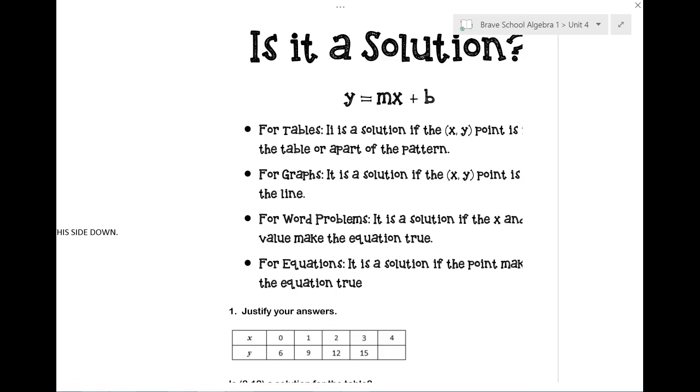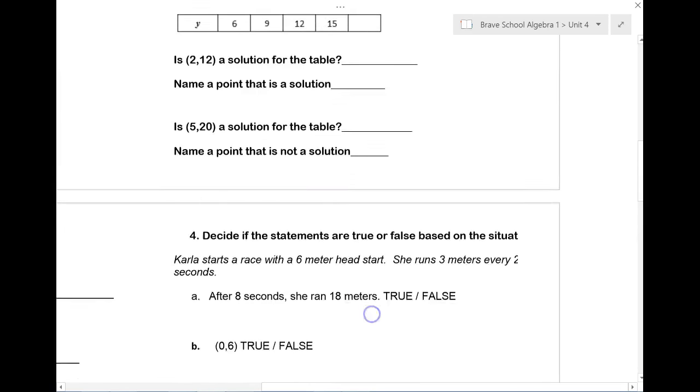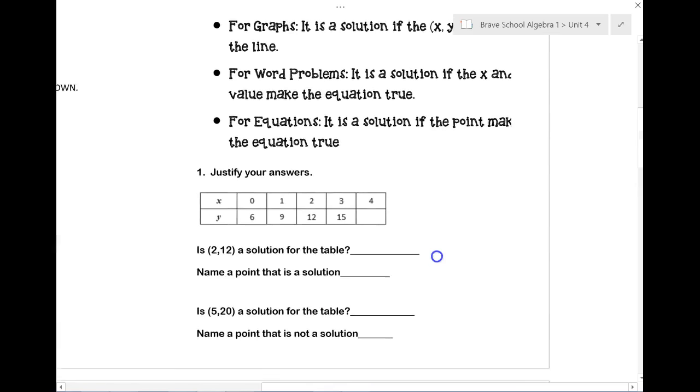So what you're going to be doing is I'm going to give you a solution, or you're going to look for a solution. You're going to basically need to determine, is this a solution to this equation? So the first example, sorry about that. The first example is going to be a table.